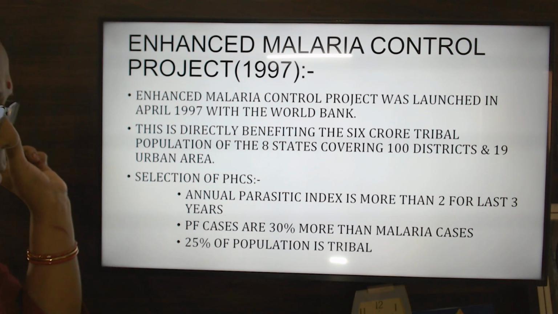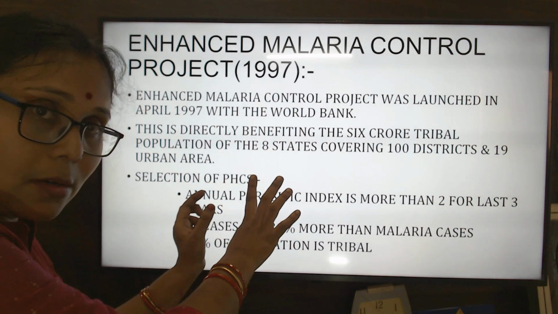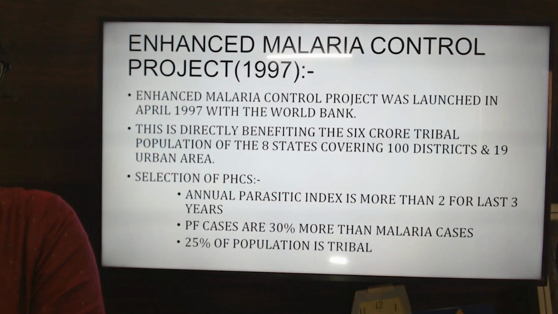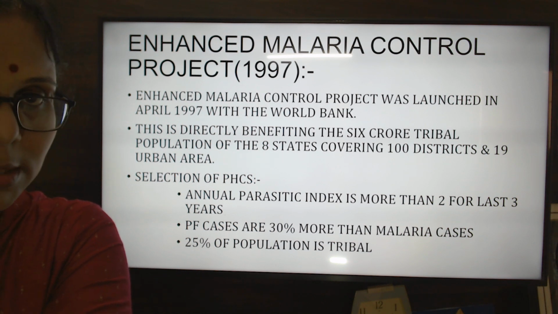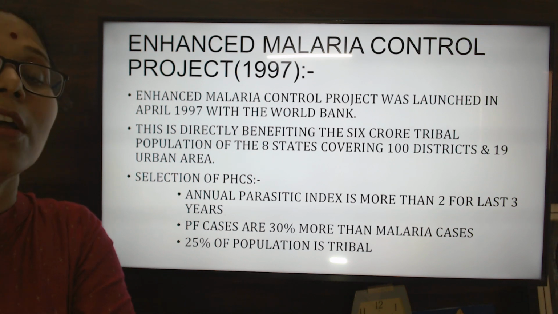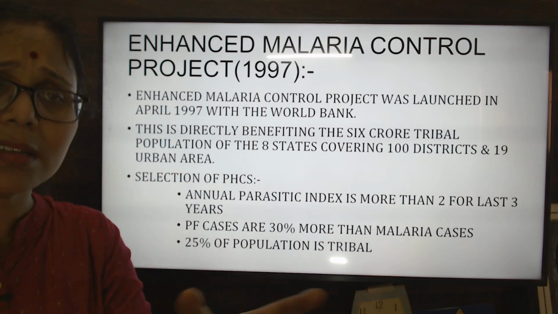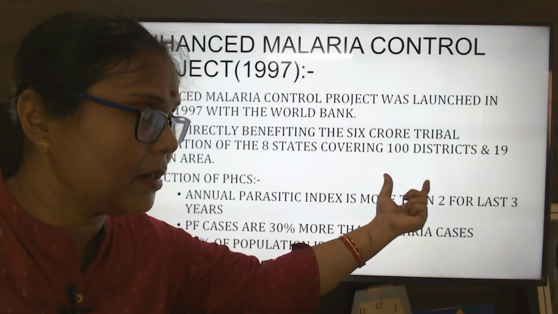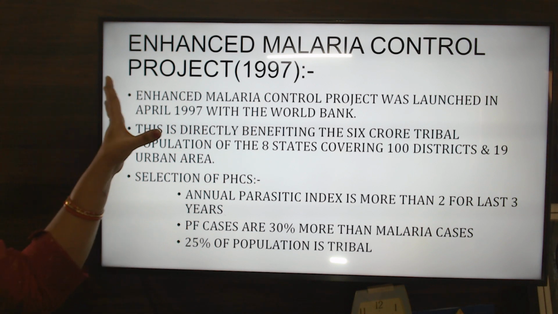Okay, so what is taken into consideration? The tribal area of 6 crore populations and the 8 states. These 8 states have more malaria incidence, like the northeast area of our country, Odisha, Jharkhand, and Chhattisgarh. So these are the states, and 100 districts and 19 urban areas are given focus in this project.